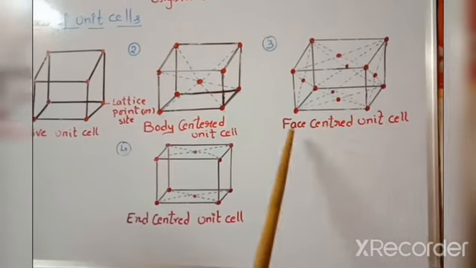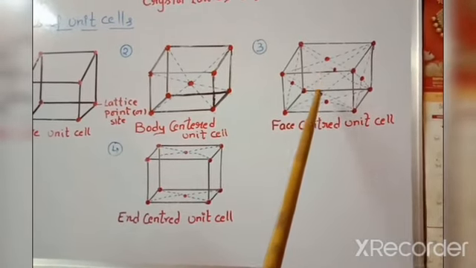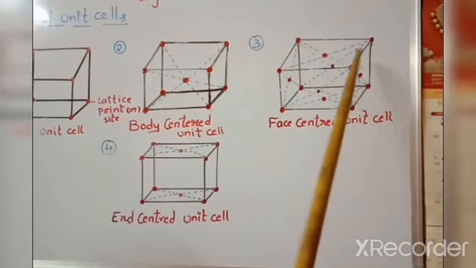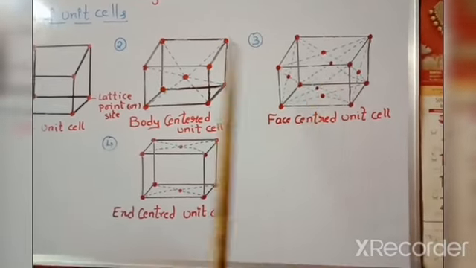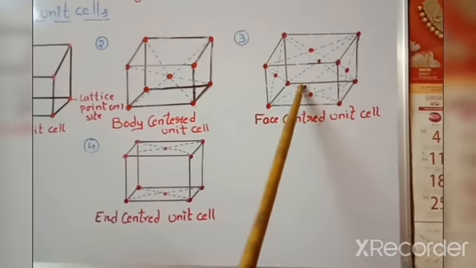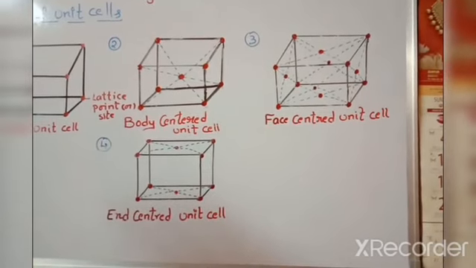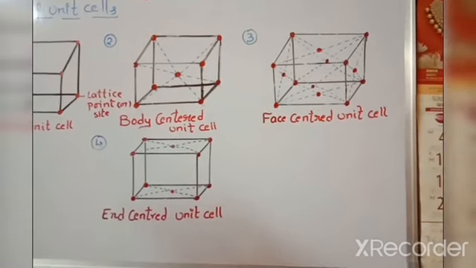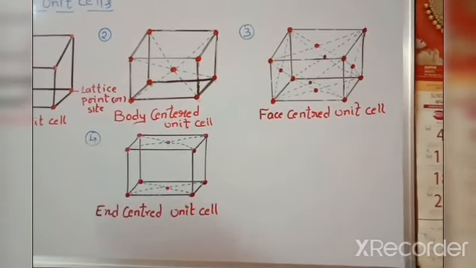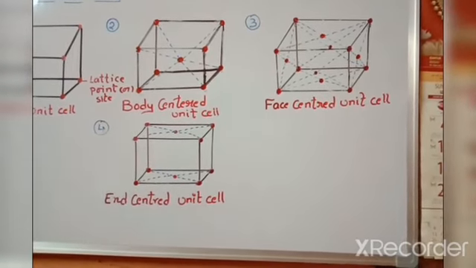Okay children, so the face centered unit cell. When the constituent particles are present at the center of each face, this is the first face, second face, third face, fourth face, front face and back face. This is back, this is front. When the constituent particles are present at the center of the faces as well as at the corners of the unit cell, it is called a face centered unit cell. And then the last one is the end centered unit cell.